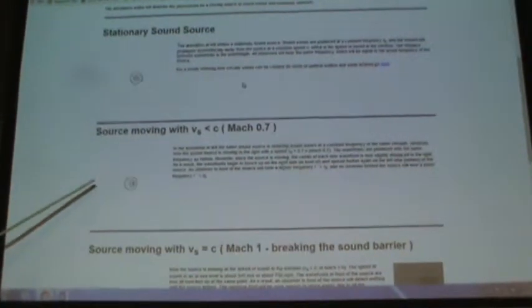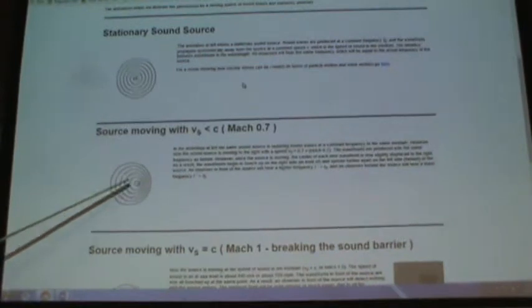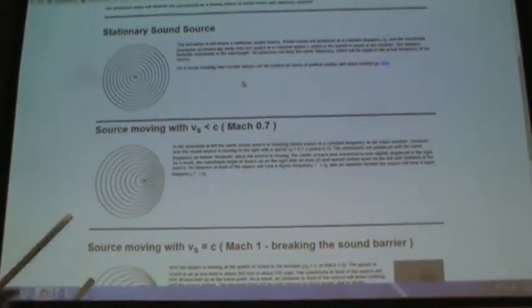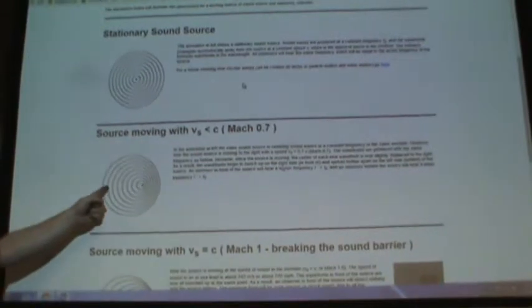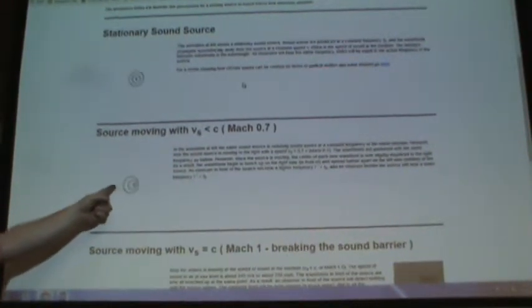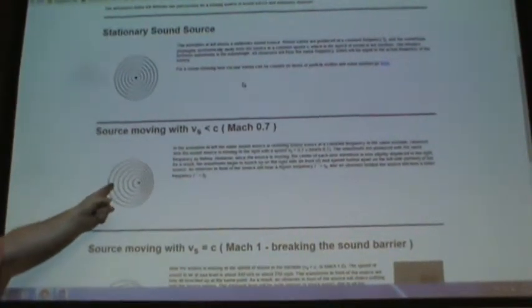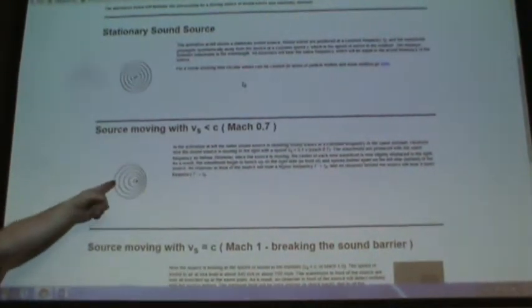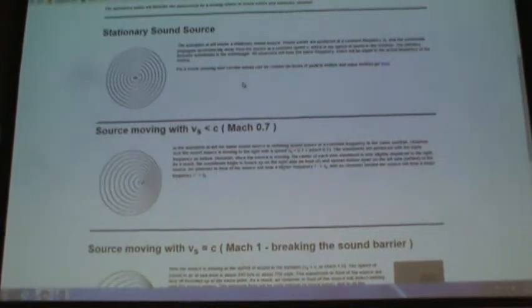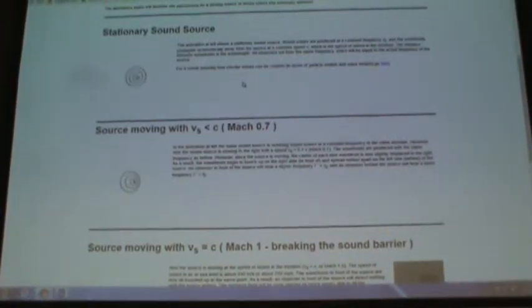Oh, you think I was like, I was here? Okay. Yeah, if the source is fleeing the observer, the wavelength, that is the distance between successive crests, and we're kind of assuming each black line is a crest, the distance between successive crests is going to be bigger. Bigger wavelength, lower frequency.